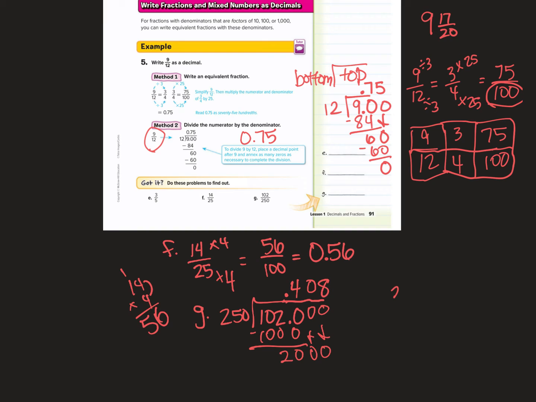So this is my decimal here. 408 thousandths. So G would be 408 and 0 and 56 hundredths. Okay, so we got those two there.